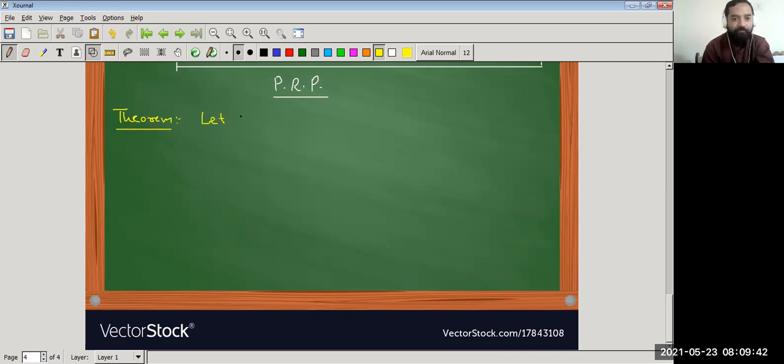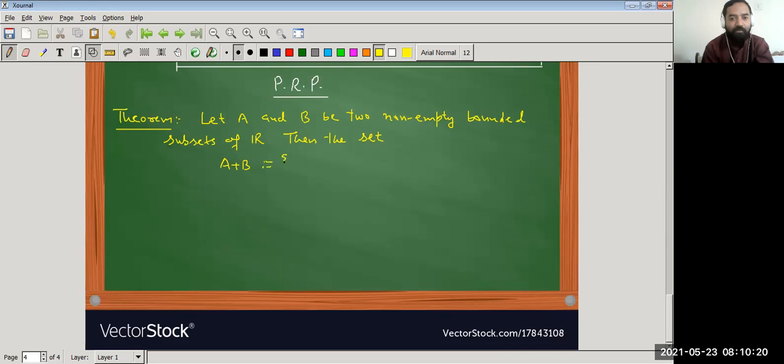Let A and B be two non-empty bounded subsets of the real numbers R. Then the set A plus B, which we discussed yesterday, is defined as A plus B such that a belongs to A and b belongs to B, is also bounded.